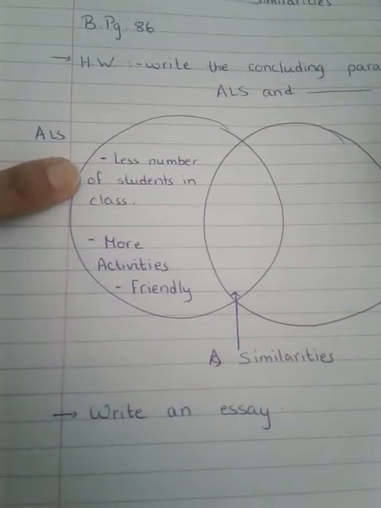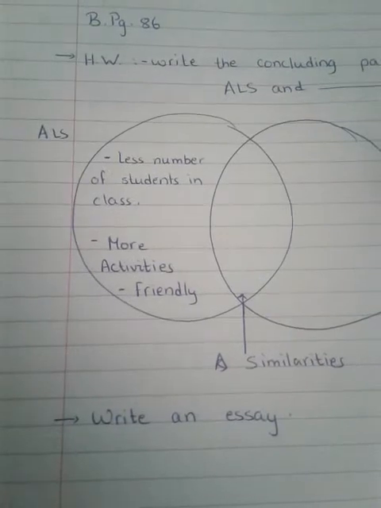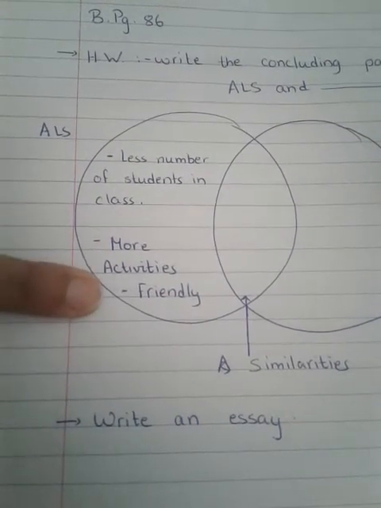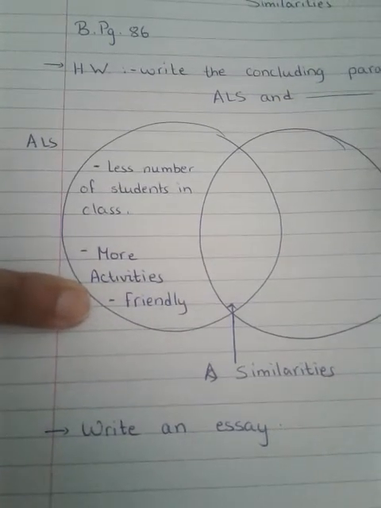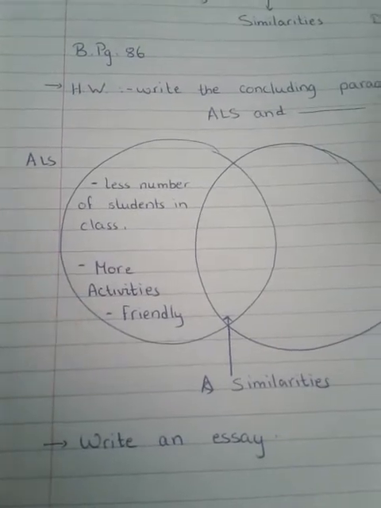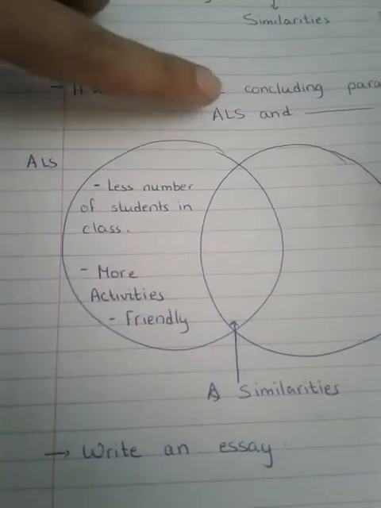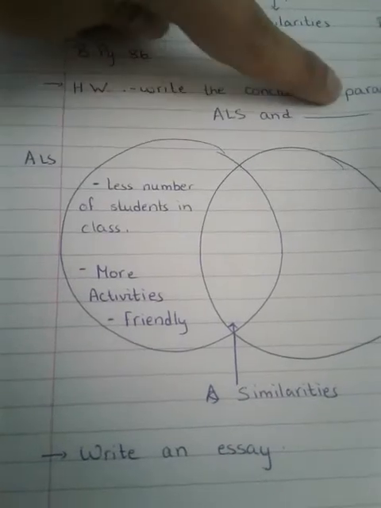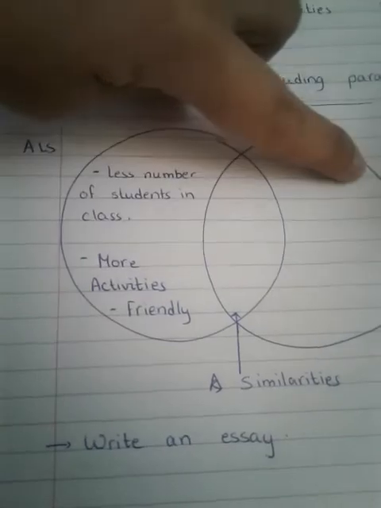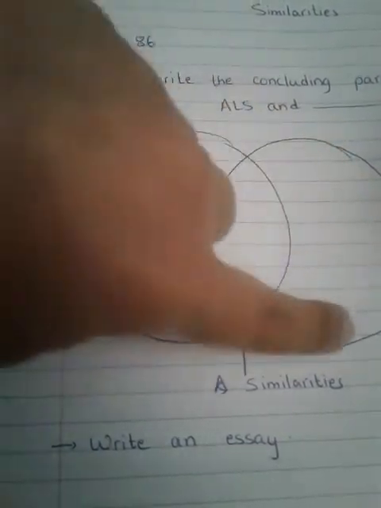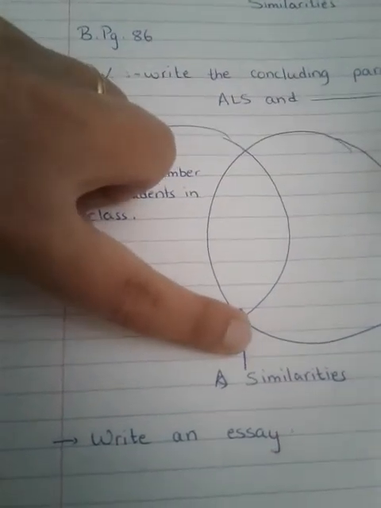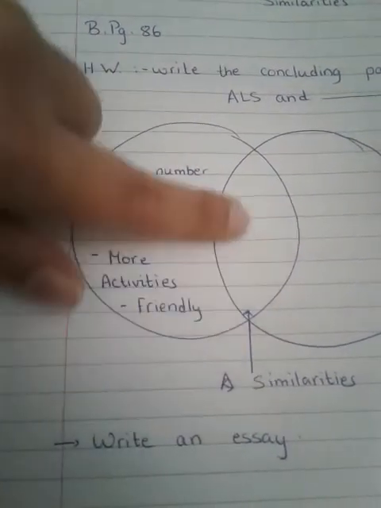So over here in ALS, which I find is not present in all schools, the number of students in class is pretty small, which is better. We've got more activities, and it has a friendly atmosphere. There's no bullying, there's nothing like that. So again, you have to choose 2 schools. I already wrote ALS for you, the title. You're gonna fill this in, and then for the other school of your own choice, you're gonna write its privileges here, and then the similarities between ALS and the other school would be in the middle.